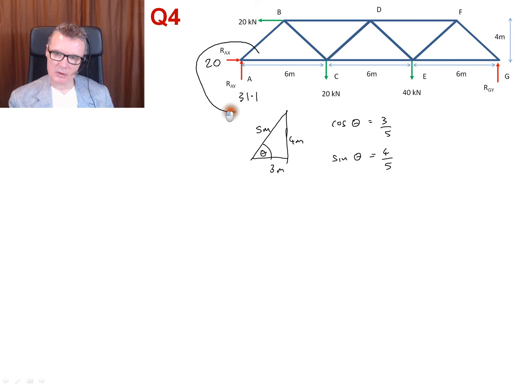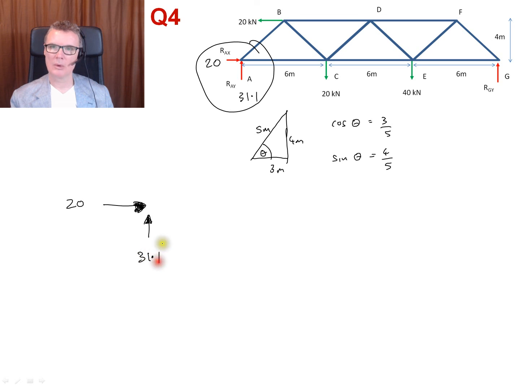So we're doing a method of joints around this. So nice to draw another free body diagram, sorry, a force diagram. So we've got 20, 31.1, which is kind of the same as a free body diagram. And this member we're going to cut, and we're going to call that AC. So we always point our internal forces away from the joint. And this member up here, we will call AB. This angle here is theta.